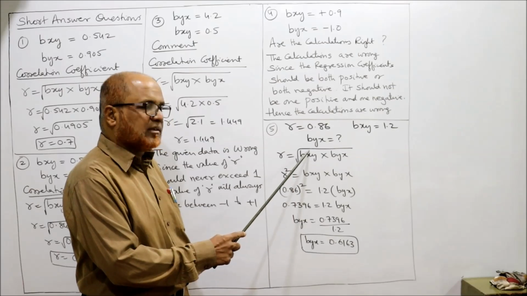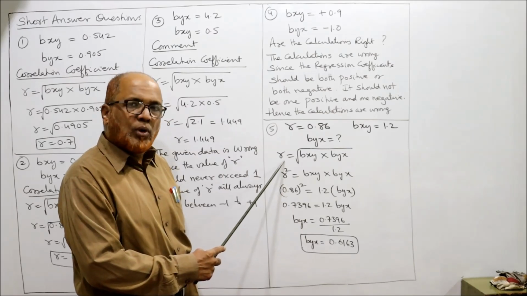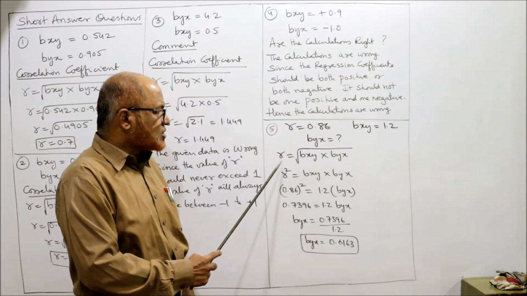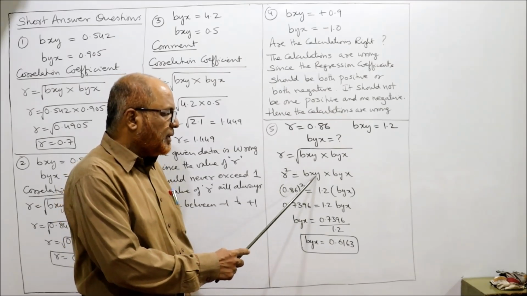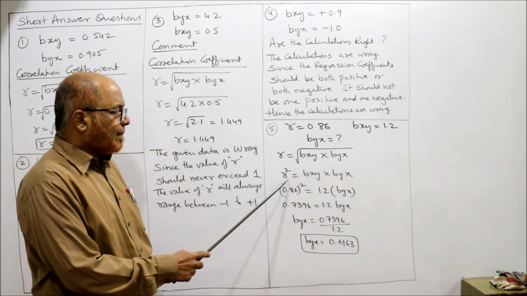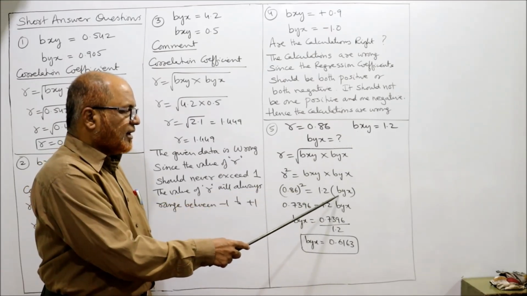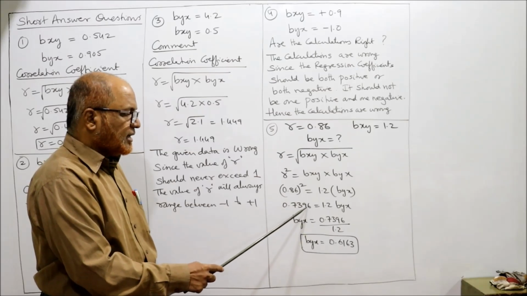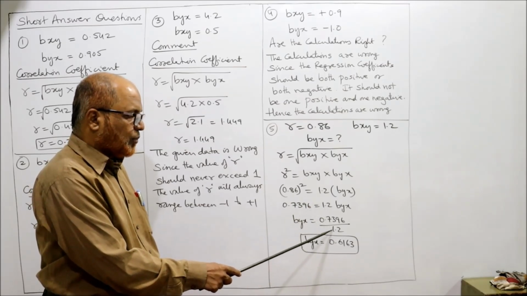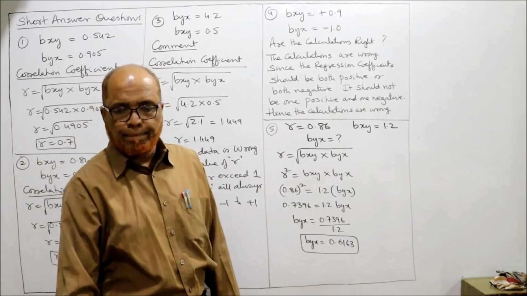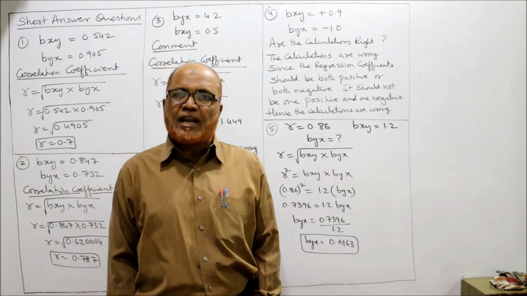Squaring both the sides, LHS and RHS, we get r square on the left, and on the right the root goes away. It will be bxy into byx. Now r square, 0.86 square, is equal to bxy, 1.2, into byx. 0.86 square is 0.7396, which is equal to 1.2 byx. So byx is equal to 0.7396 divided by 1.2. You will get 0.6163. That's all. So we have completed the topic regression analysis.